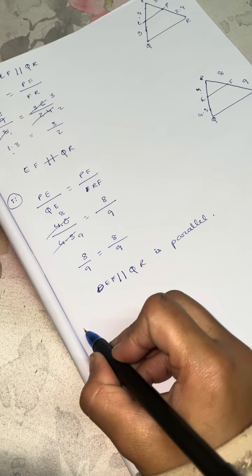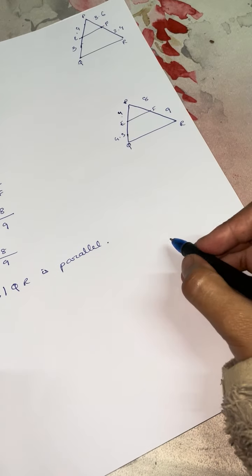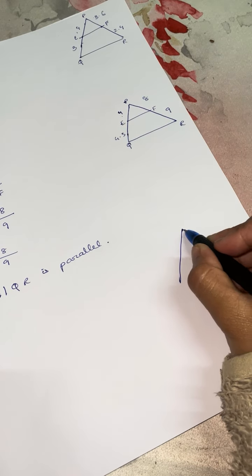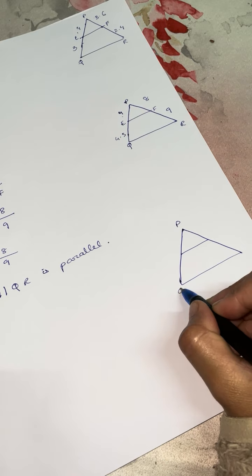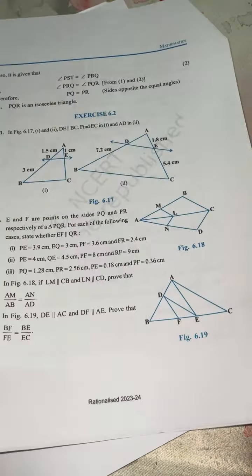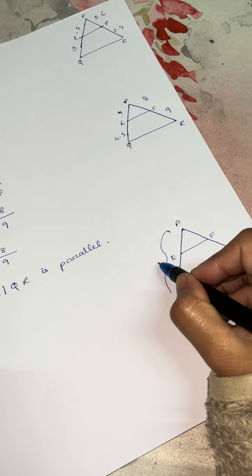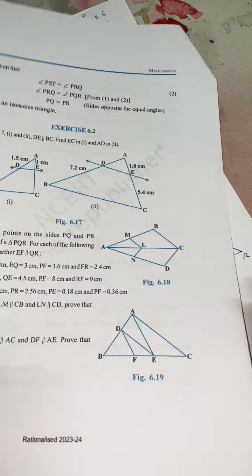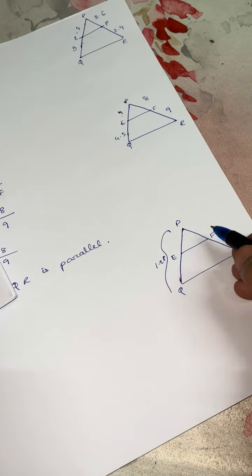Okay, the number 3 part. I'll draw a diagram so you will understand better. Triangle PQR and EF. PQ is 1.28.